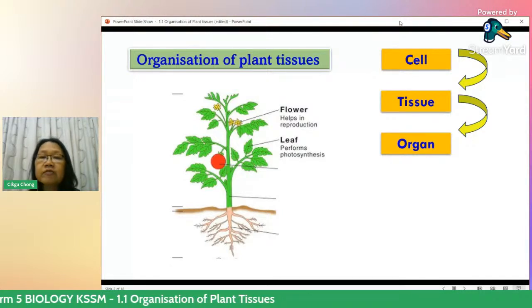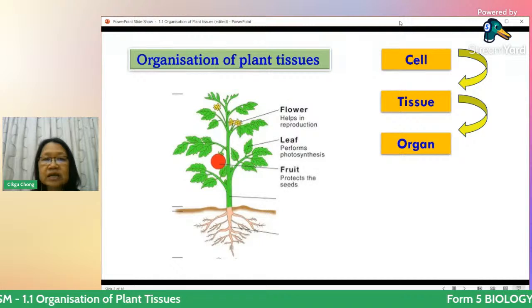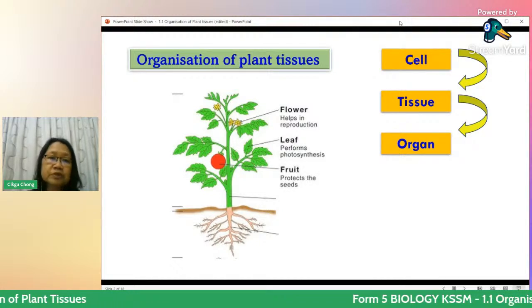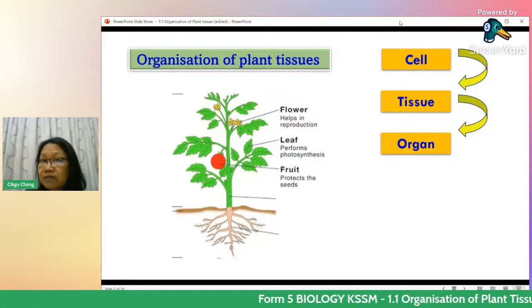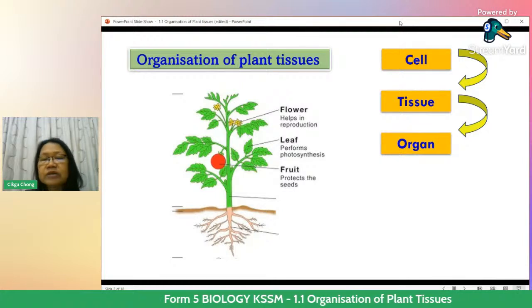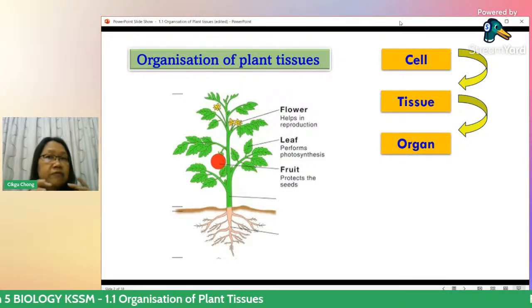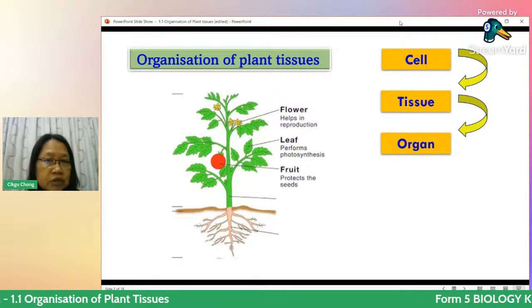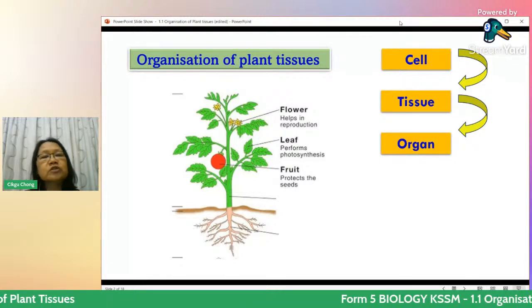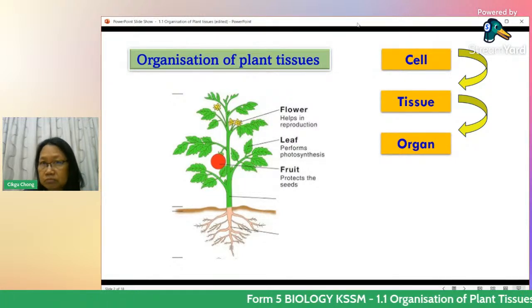Another example of an organ in plants is the fruit. Fruit is produced after fertilization of the female flower. The fruit is an organ because inside the fruit there are many different types of tissues. The function of the fruit is to protect the seeds, and of course, to make the seed first.